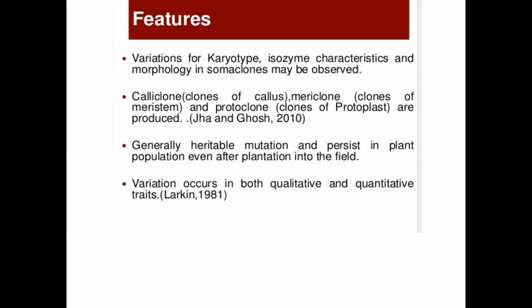So if you have isozymes, you can also see variations. Structurally they'll be similar, but phenotypic expression will be different. So you can directly see karyotypic variation, that is variation in the genes or the chromosome structure, like a mutation, for example. Similarly, in the enzyme characteristics, the morphology of the somaclones also will vary.